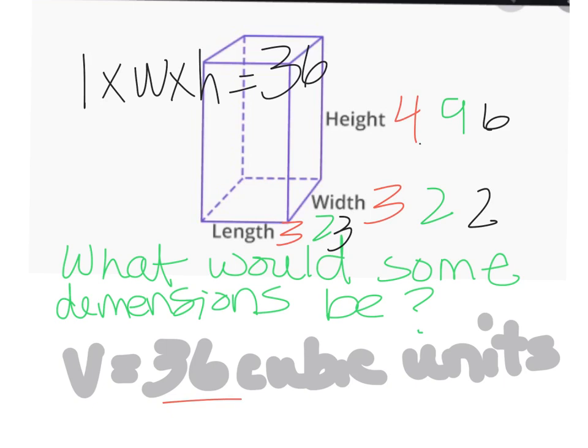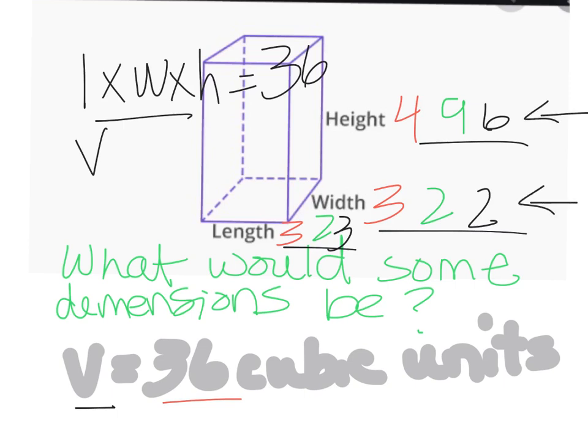Anything that's multiplied length times width times height, and it all equals 36, that's what the dimensions could be. So it all comes in different sizes, right? As long as we know that volume equals length times width times height. And the reason that these number combinations work is because they're all factors of 36.